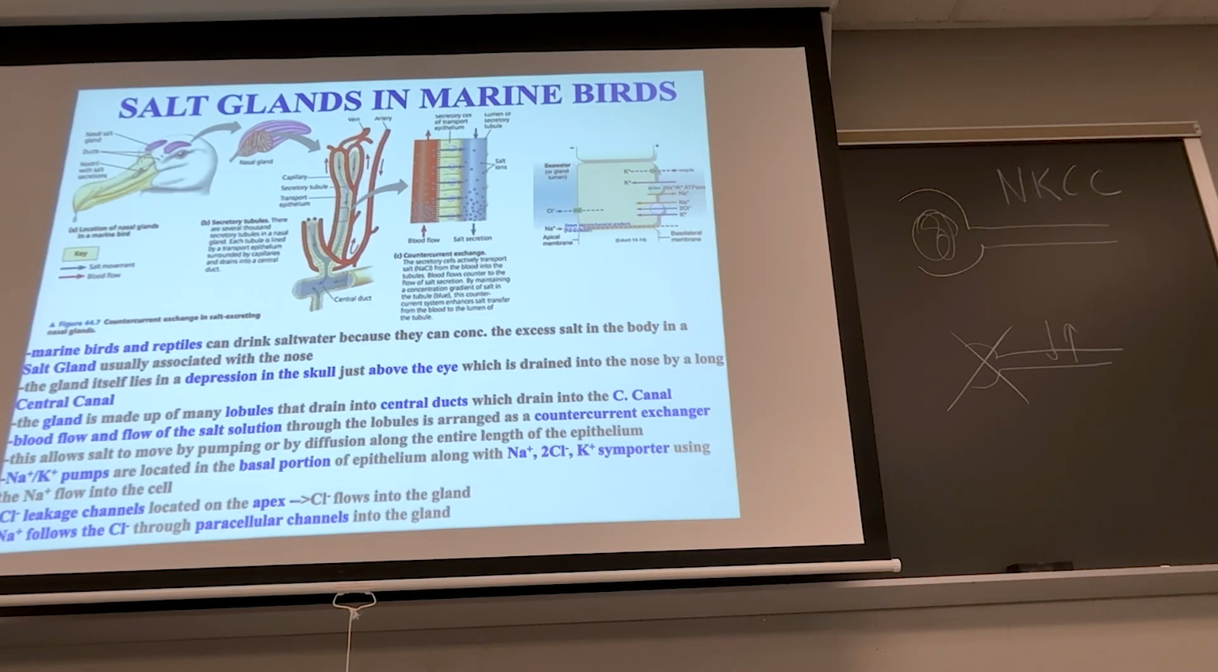Now, when you move to mammals, we don't have this stuff. So we have good kidneys. Our kidneys start doing a lot of this. We don't have gills or salt glands, so our kidneys have to take over osmolarity functions.